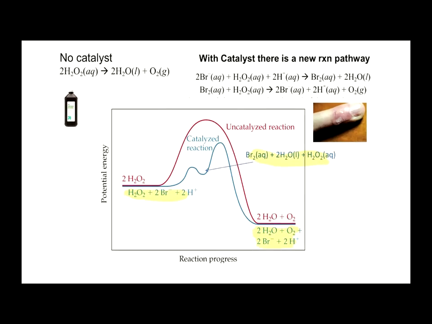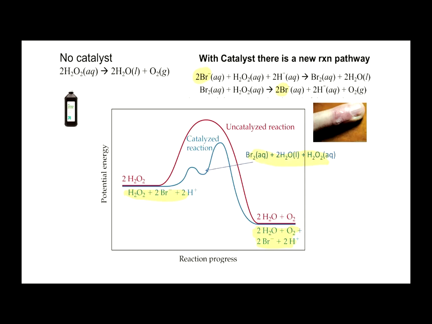Bromine. Well, which one? Br2 or Br minus? Which one's the catalyst? Br minus, yeah, so technically it's bromide. Bromide if it's an ion, yep. So bromide is a catalyst. How do we know? It is consumed in the first step and it's made in the second step. You get it back.